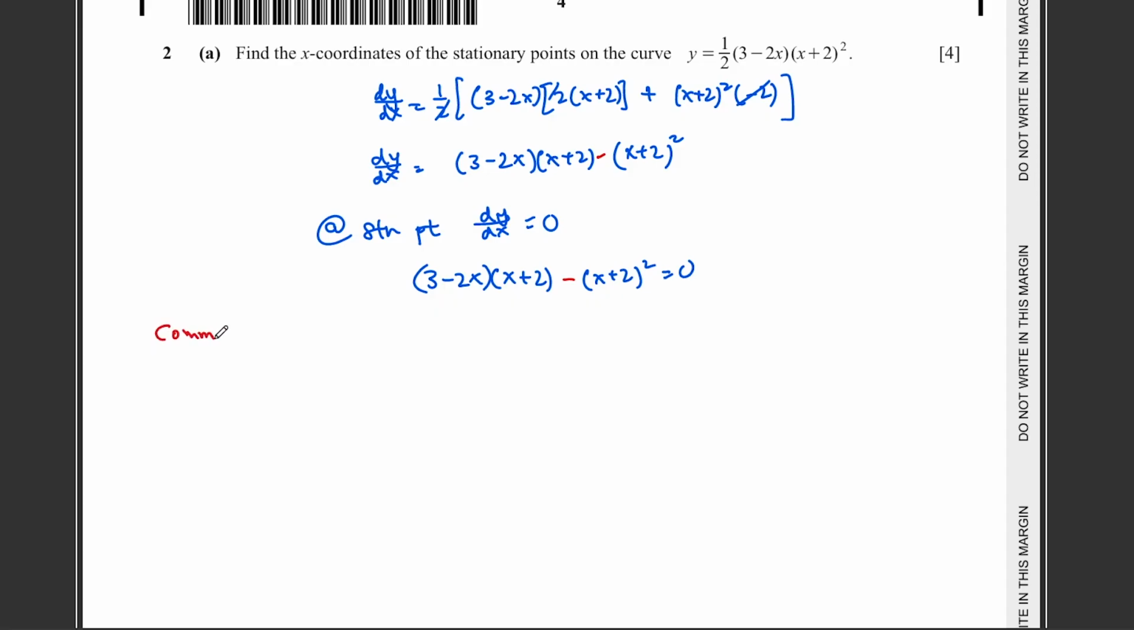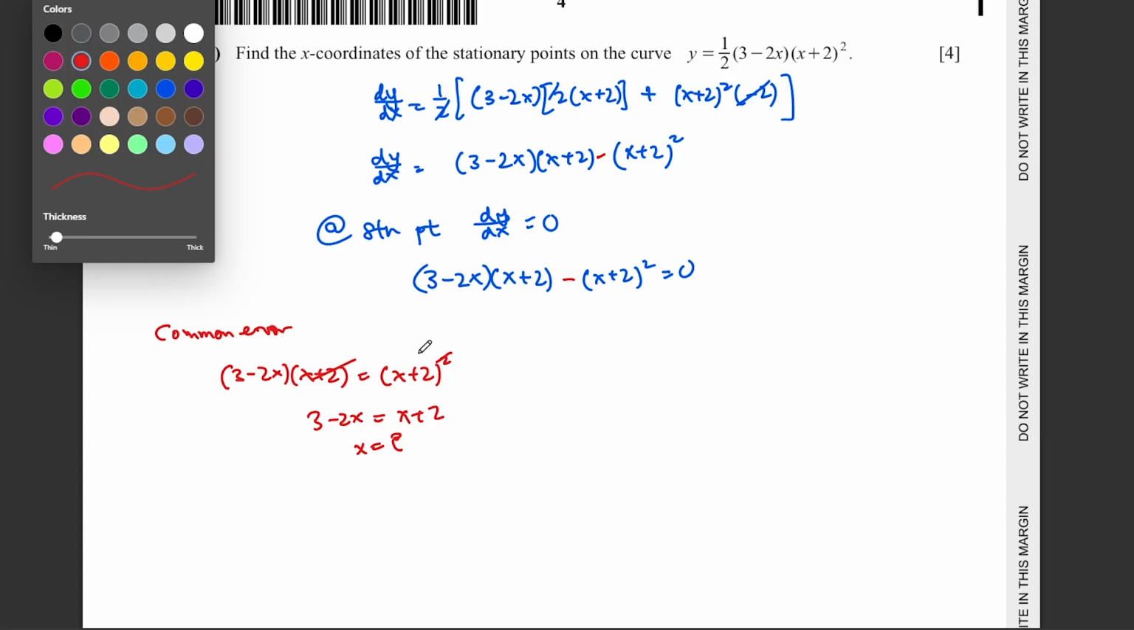a common error right here. They will tend to move this to the other side, and then cancel off this square and this square, and you end up with only one answer of x. Okay, x equals some number, so you're missing out on one answer here. So try and do it this way. This is not correct, you're not getting the full answer.